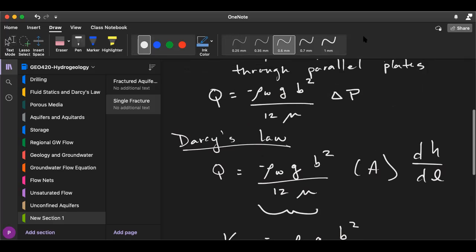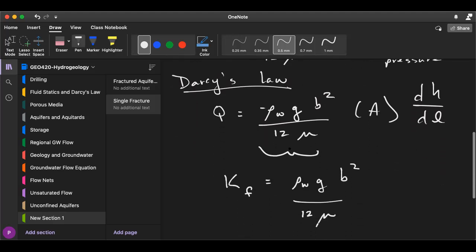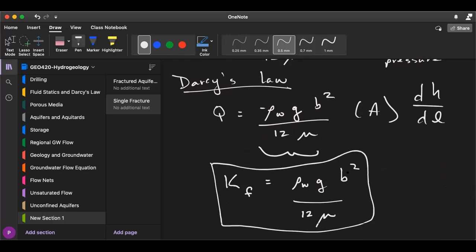Oh, this is the change in pressure. So this is sort of relationship number one: hydraulic conductivity of a fracture goes as the aperture squared.